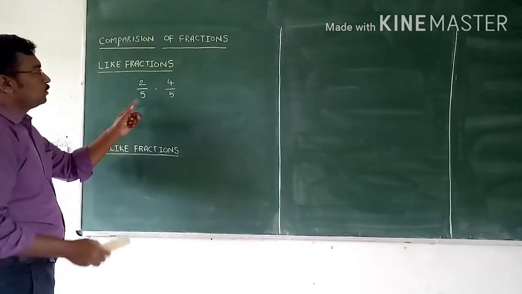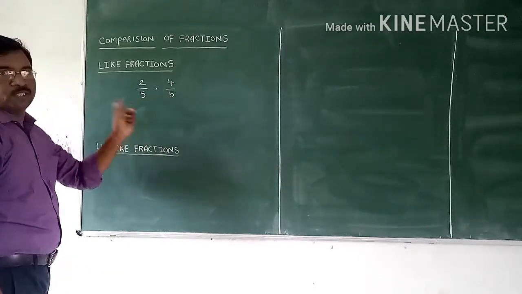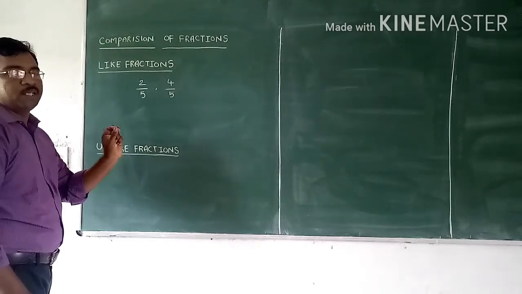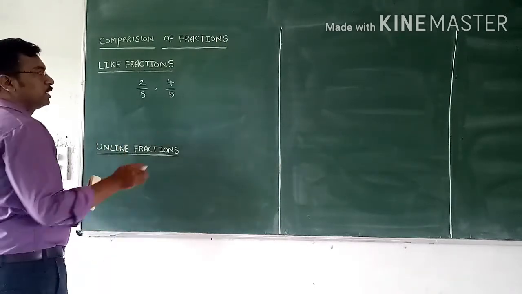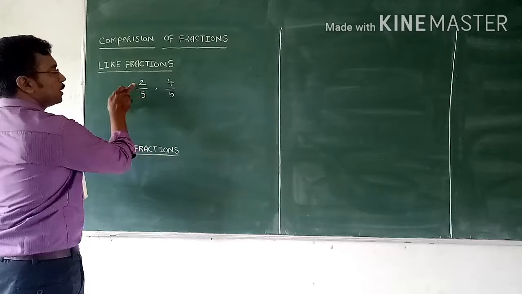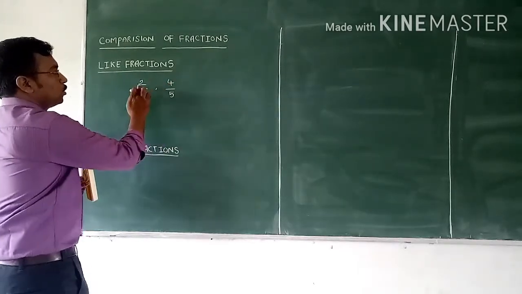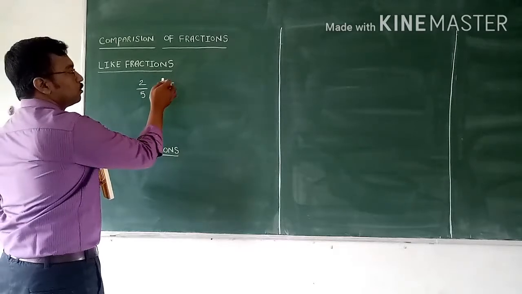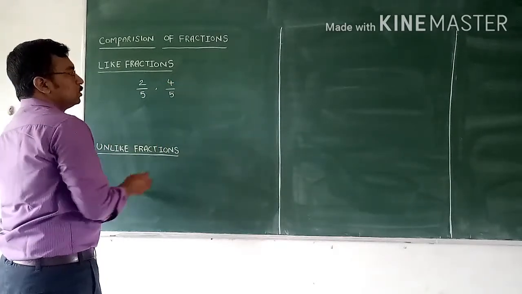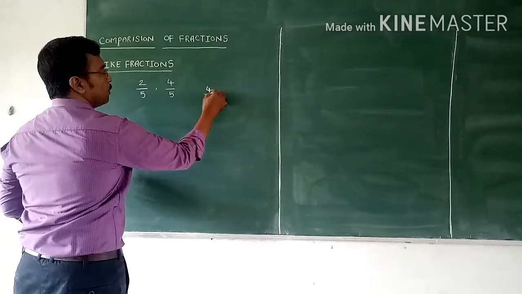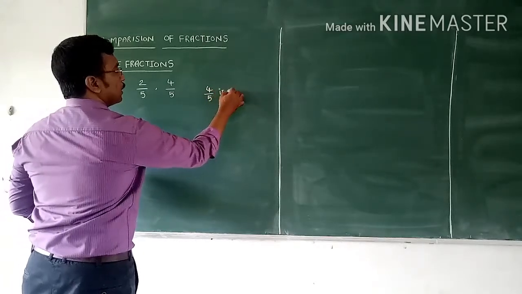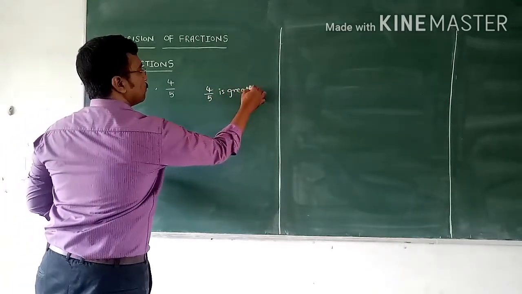So out of these two fractions, which one is greater and which one is smaller? For that, simply we have to compare the numerators only. So what are the numerators here? Here the numerator is 2, here the numerator is 4. So out of these two, which one is greater? 4 is greater. So the fraction 4 by 5 is greater than 2 by 5.